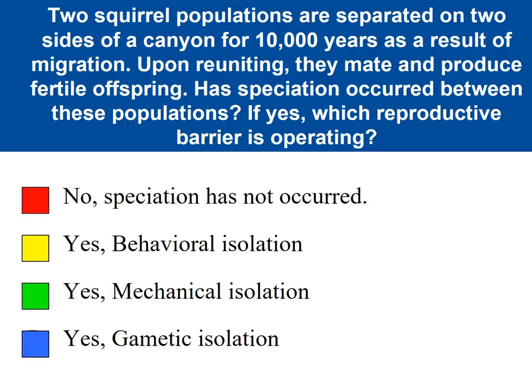So if you said red, no, speciation has not occurred, you would be correct. Remember that if those organisms can reproduce and produce fertile offspring, then they are the same species. Because these two organisms can still reproduce, they're not separate species. They're of the same species. And so speciation has not occurred. We have not formed a new species.